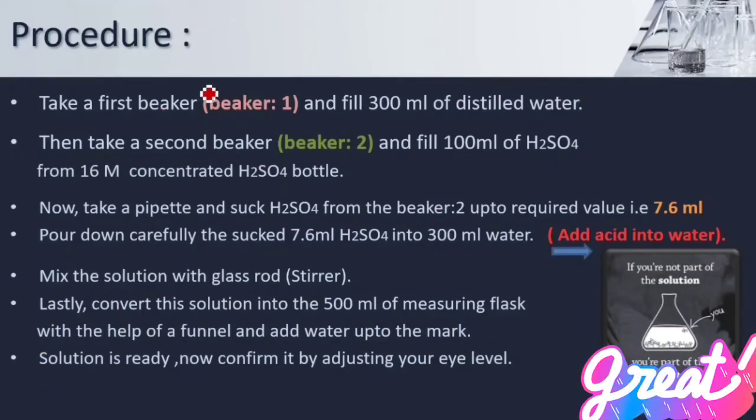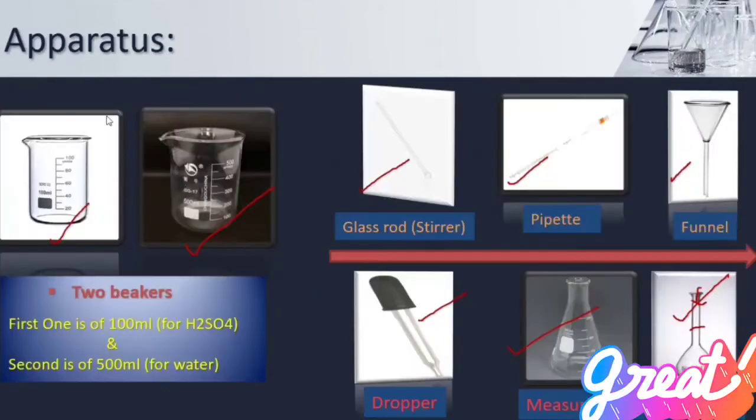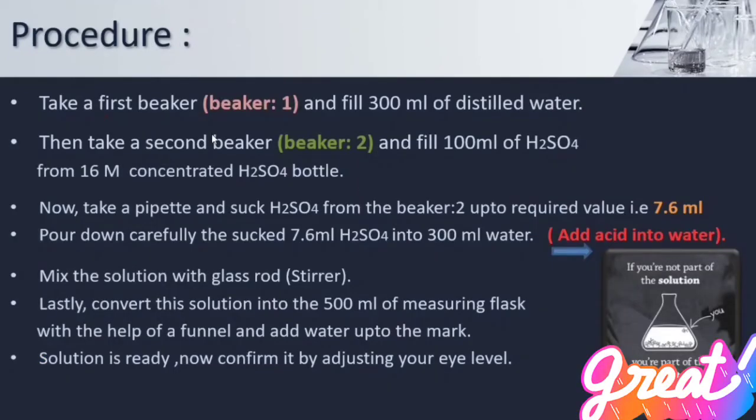Procedure. Take a first beaker. As you can see in the apparatus, we have two beakers. So take a first beaker and fill 300 ml of distilled water. Then take a second beaker and fill 100 ml of H2SO4 from the 16 molar concentrated H2SO4 bottle, because sulphuric acid in the large bottle would be difficult to suck with a pipette.